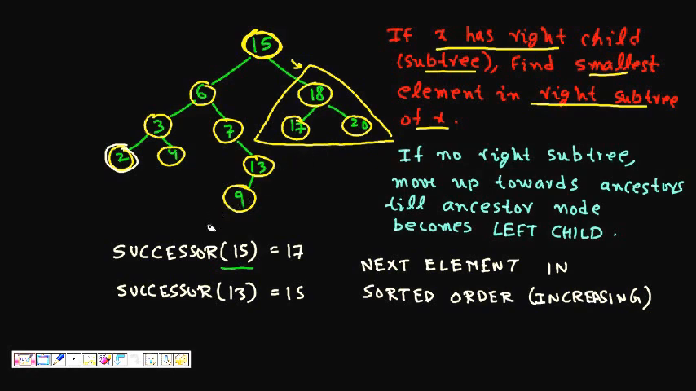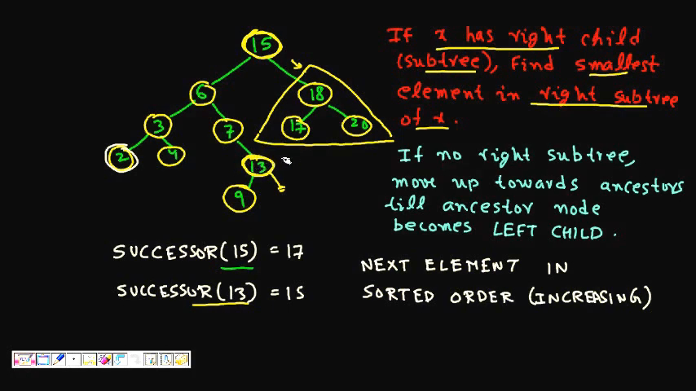Next, let's see the successor of 13. What happens here? It has no right child. So how will we find the successor? Big question. I have no right child, which means I have none of the values greater than 13 below me. Here we have no child, so you cannot find anything greater than 13. But still there are elements 17, 18, 20, 15 which are greater than 13. So how do we find the successor of a given node which has no right subtree?